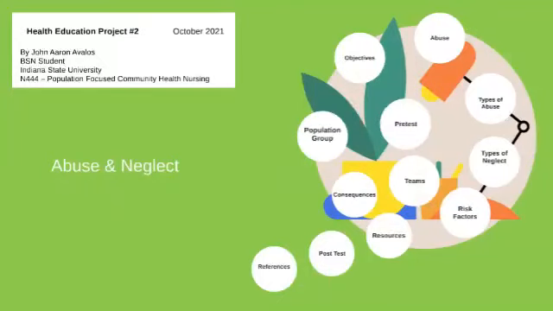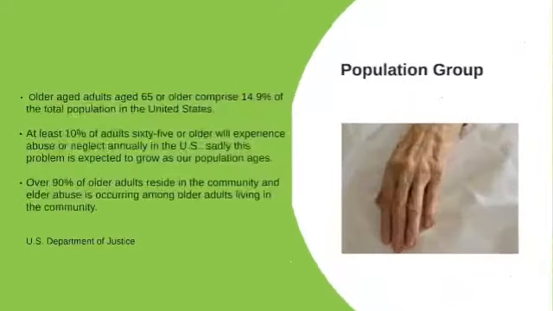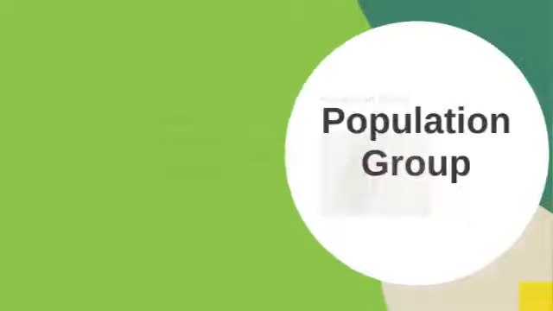This is my presentation on abuse and neglect for population-focused community health nursing. Population group is older aged adults 65 or older. They comprise 14.9% of the total population in the US. At least 10% of adults 65 or older will experience abuse or neglect annually in the US. Sadly, this problem is expected to grow as our population ages. Over 90% of adults reside in the community, and elder abuse is occurring among older adults living in the community.